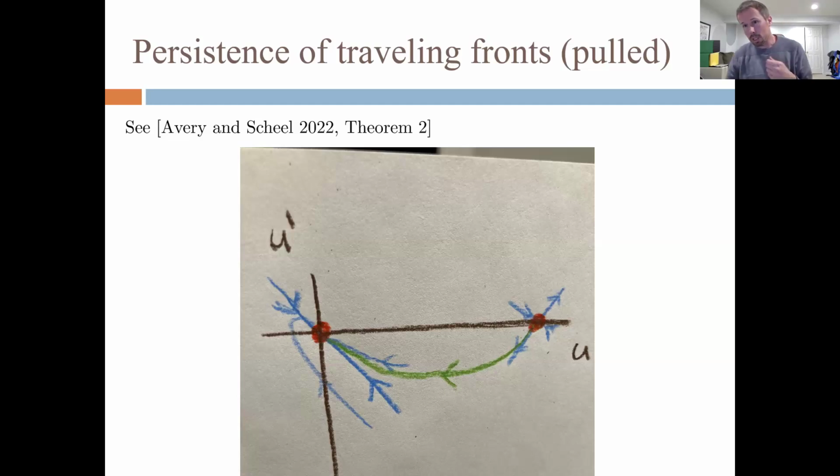And then when you do that, you're always going to have a solution, because you again have this one-dimensional unstable manifold meeting this two-dimensional stable manifold. But what's important is that it remains stable. And for scalar equations, what that means is that it retains monotonicity.